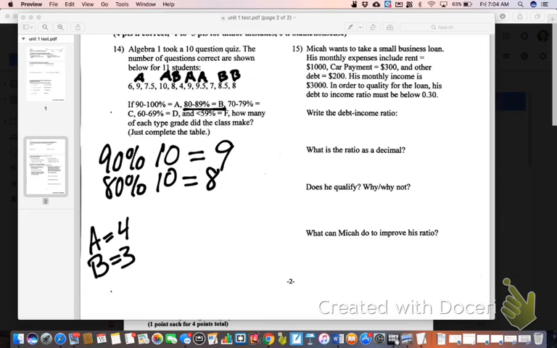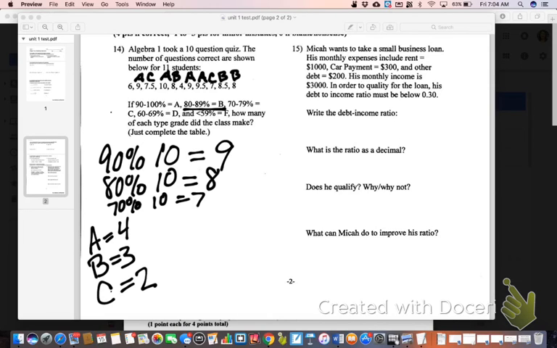A C is going to be 70% of 10, which is a 7. Or, I'm sorry, I think I just said B. I meant to say C, in case I said the wrong thing. So my Cs are going to be this guy and that guy. So there's 2 Cs.